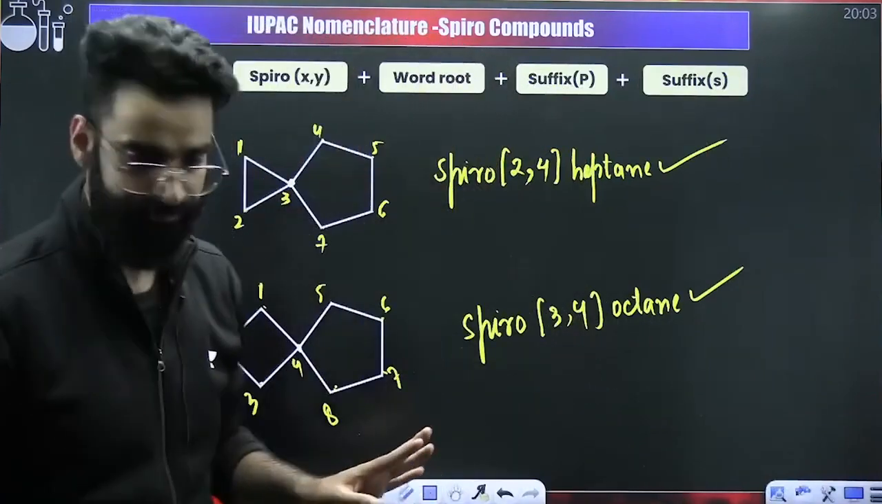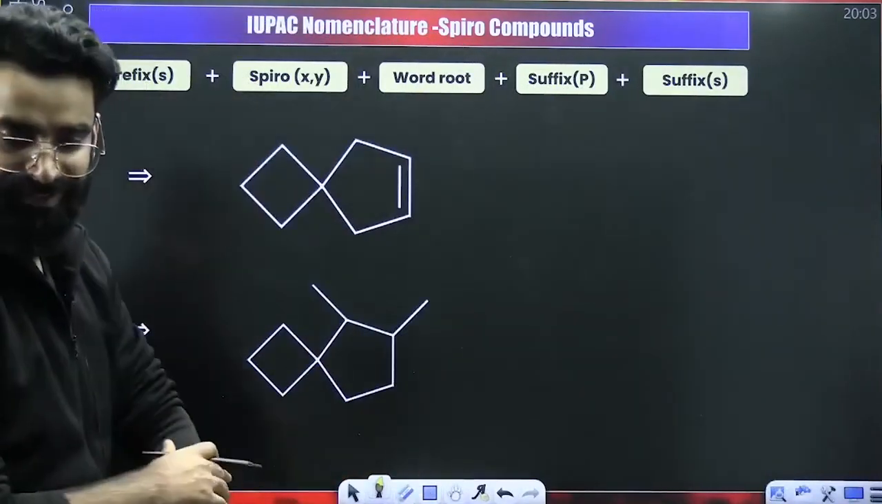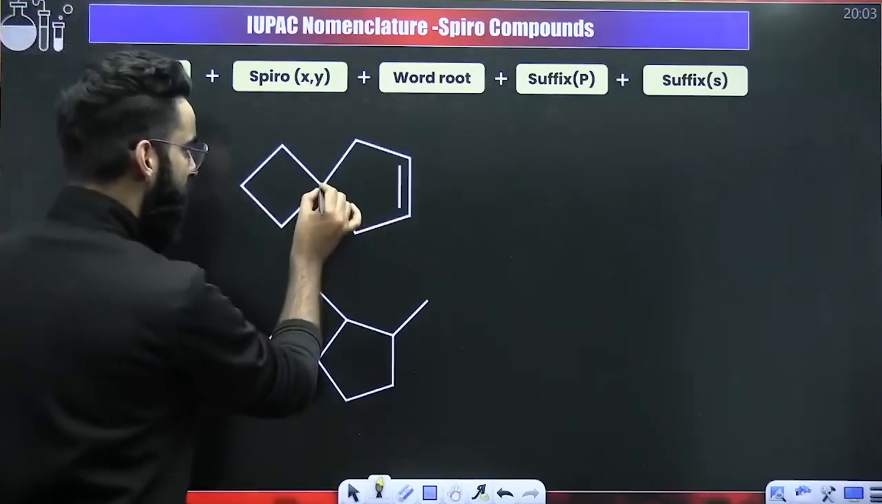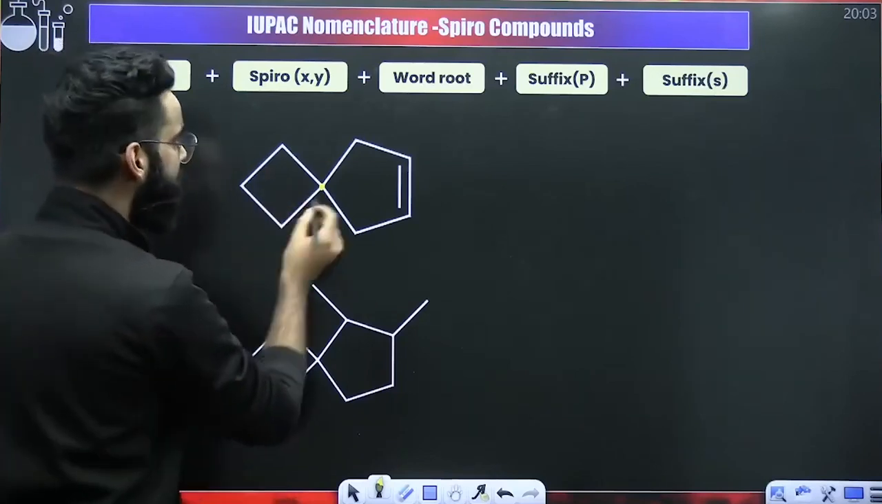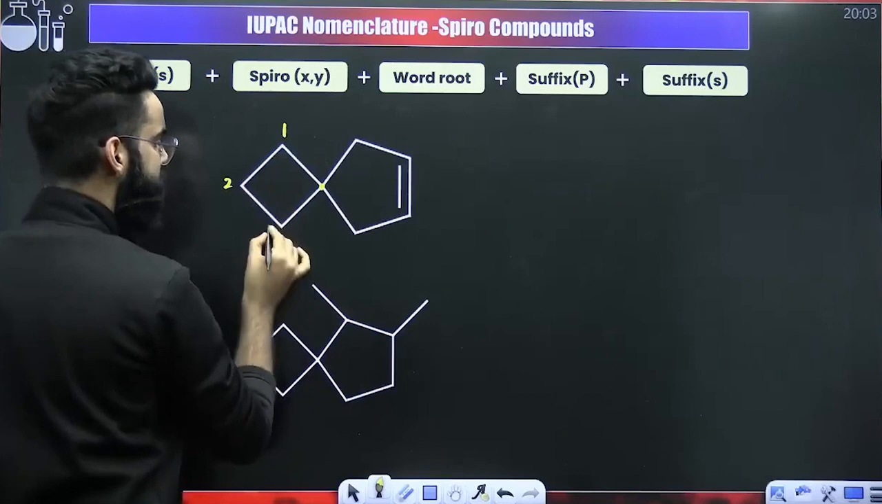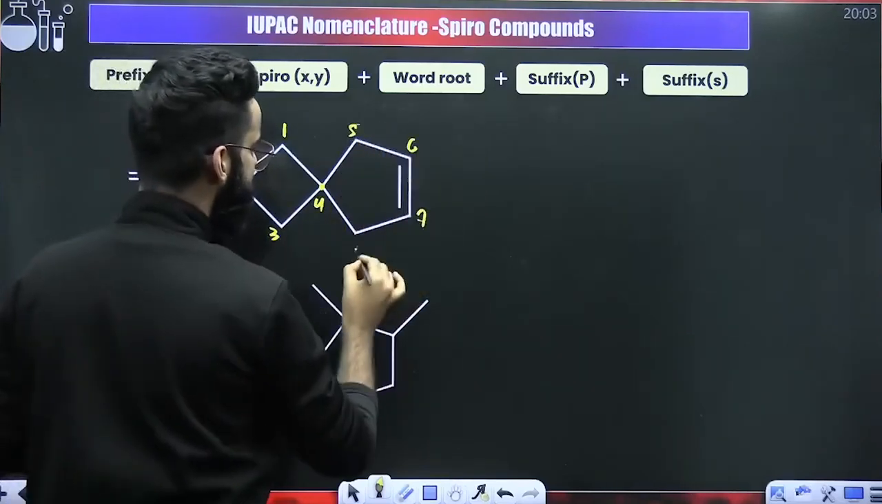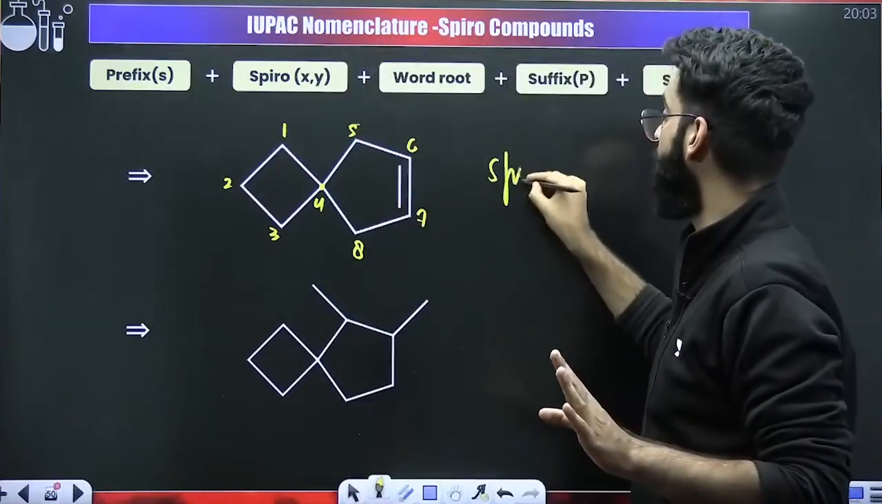Are you getting this, people? Look at this one quickly. First of all, there's the spirocarbon. I'll start from that ring which is smaller in size. 1, 2, 3. 1, 2, 3, 4. I'll start from here. Let's call this 1, then 2, 3, 4. This is, for example, 5, this is 6, this is 7, this is 8. Perfect.